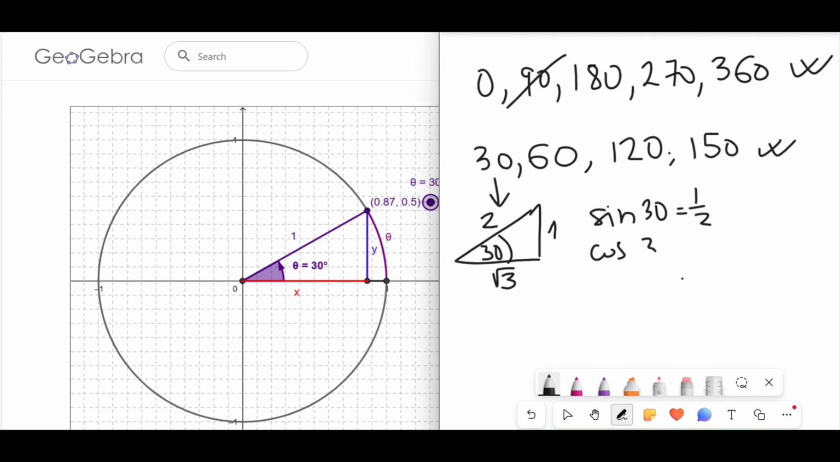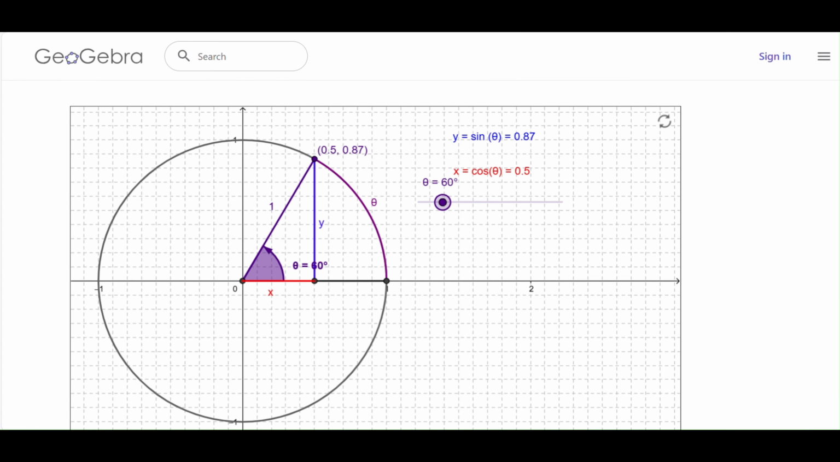Cosine of 30 degrees is adjacent over hypotenuse, which is radical 3 over 2. Done. Let us move on to the next angle. Look what happens when we move to 60 degrees. So this angle here is 60 degrees now.